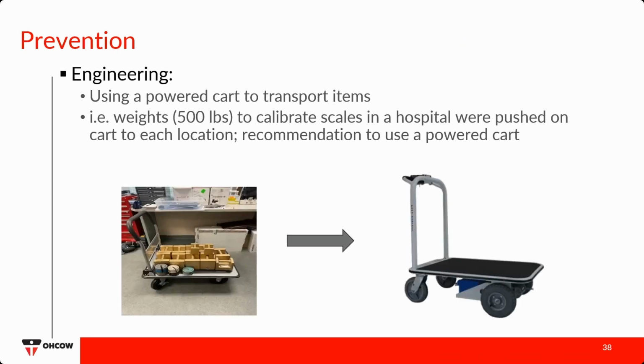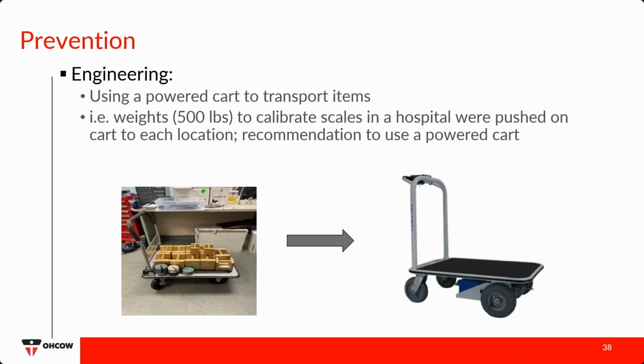Engineering controls are built into the design, and this is an example of a cart that had 500-pound weights loaded onto it. What happened is that this worker was in a hospital, and you had to go and calibrate the scales throughout the hospital. As you can imagine, navigating the halls in a hospital, there's various patients, workers, equipment. So there's a lot of stop and start.